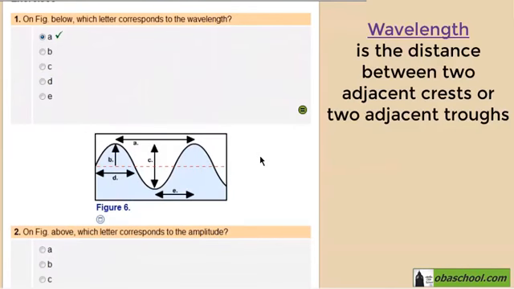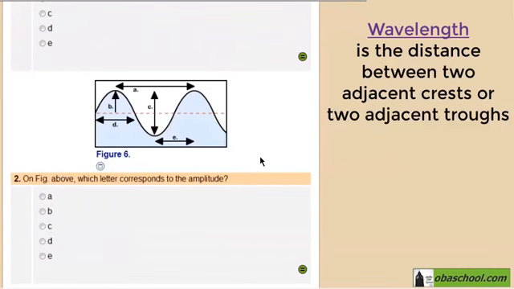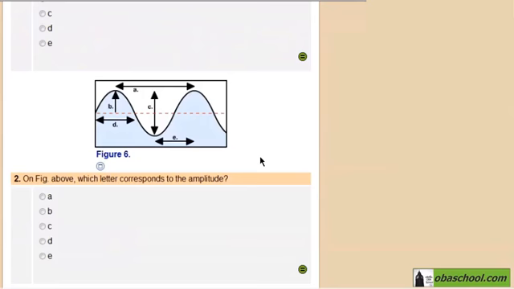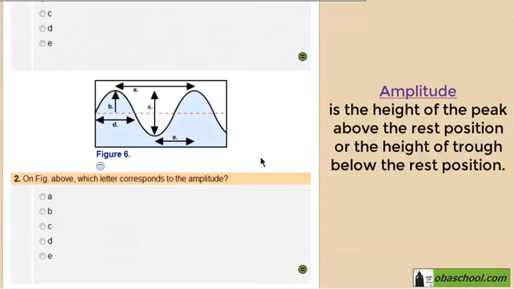Let's move to the second question. On the figure above, which letter corresponds to the amplitude? Recall that the amplitude is the height of the peak above the rest position, or it's the height of the trough below the rest position.